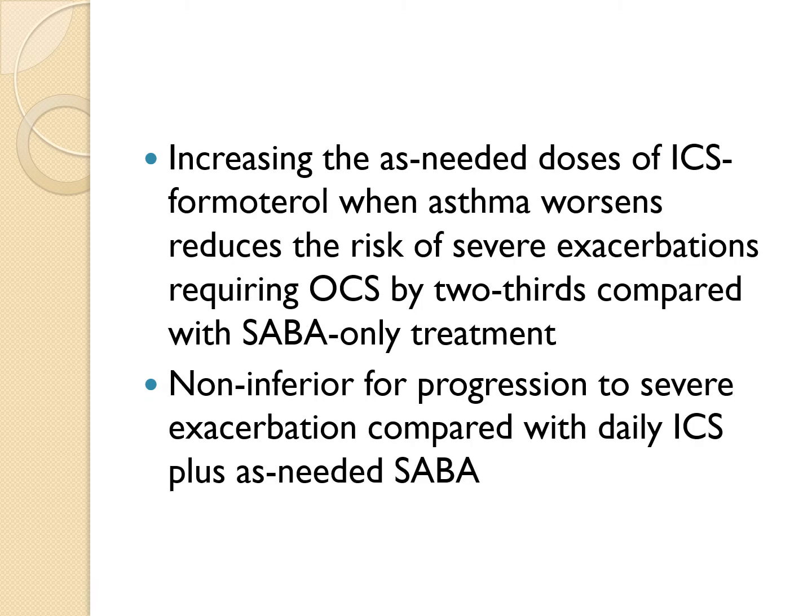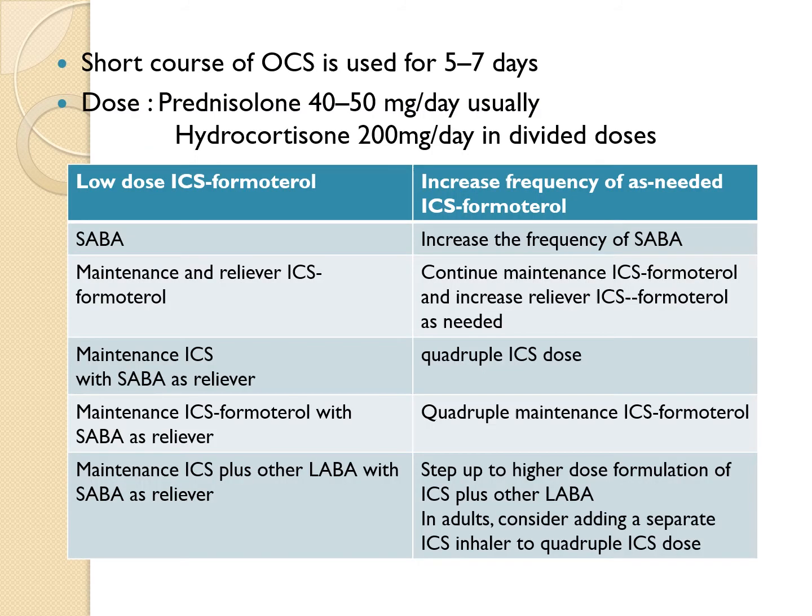Again, this is highlighted. Increasing the as needed dose of ICS formoterol when asthma worsens reduces the risk of severe exacerbations requiring oral corticosteroids by 2/3 compared to SABA-only treatment. Again, combination seems to be superior when we compare SABA-only treatment. On the other hand, the combination is non-inferior for progression to severe exacerbations compared with daily ICS plus as needed SABA. So therefore, the recommendation is to start the patient on ICS formoterol combination.